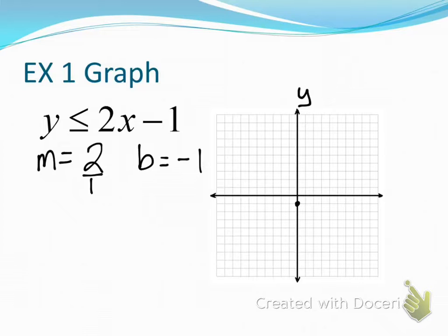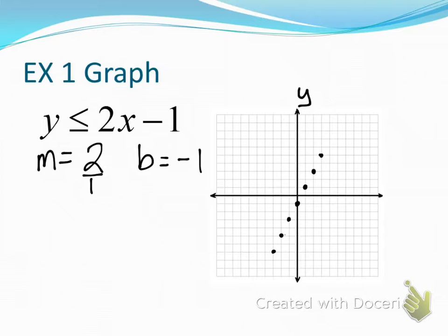So who can tell me where to go next? Natalie? Very good. We can go up 2, right 1. Up 2, right 1. We keep doing that. What's my other option? Houston? Down to the left. Very good. Instead of going up and to the right, we can go down and to the left, down 2, left 1. Either way, we're on the same line.